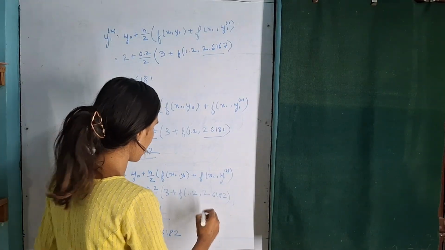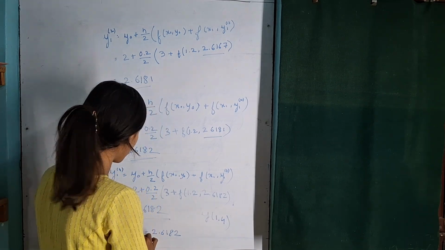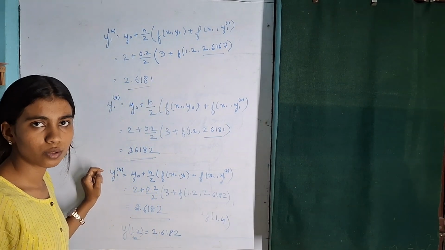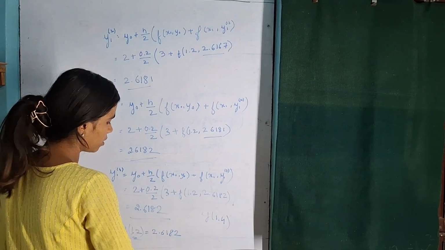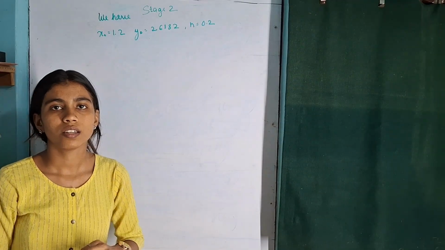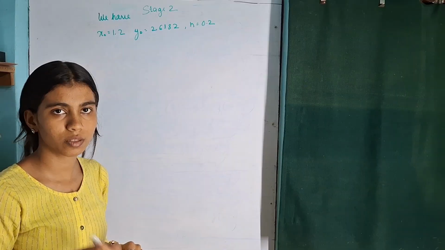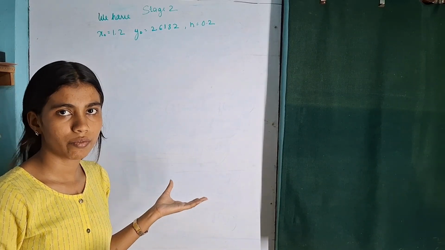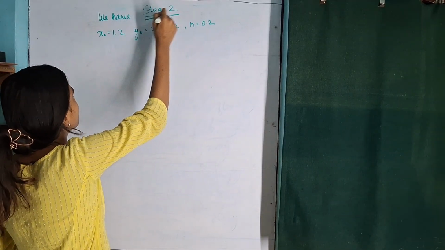But in your question, what have they asked? They have asked y of 1.4. They have not asked 1.2. So what are you going to do now? You are going to do stage 2. If you do stage 2, then you will get your answer for y of 1.4. Now I have written down the values we got in the previous solving part of the same problem, and this is known as stage 2.